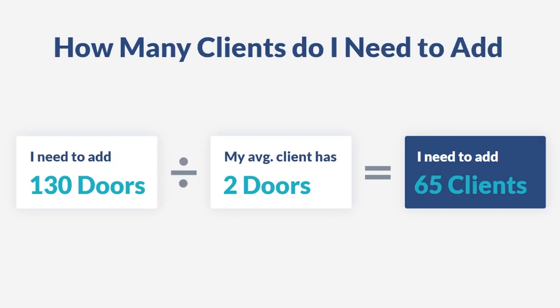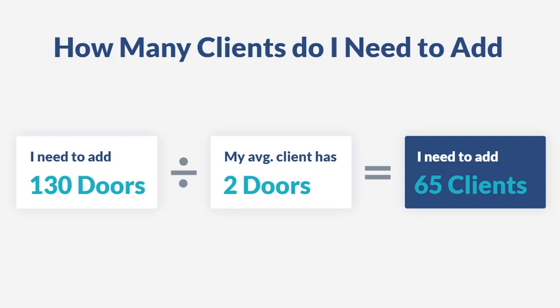Now that you know you need to add on 130 new doors under management, you then need to figure out, how many clients does that mean I need to bring on? So what you want to do is figure out, on average, how many properties does a client of mine own that I manage? So let's say your average client has 2 properties that you manage. That would mean you need to bring on 65 new clients in order to hit your goal of bringing on 130 new doors, which will ultimately lead you to accomplishing your goal of growing by 100 new properties.